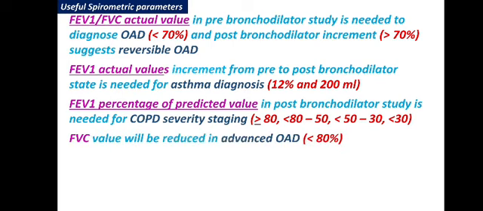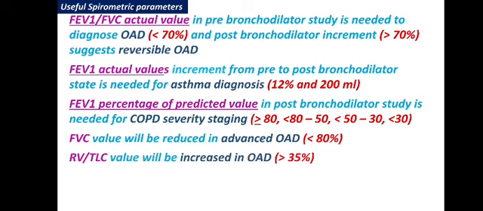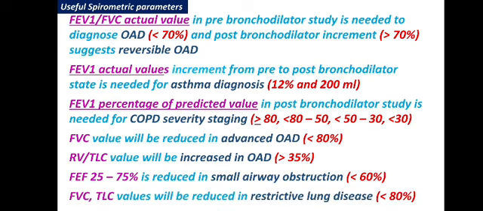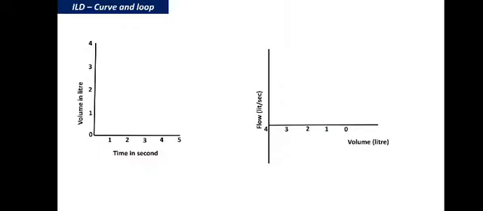Now come to the FVC value. FVC value will be reduced in advanced obstructive airway disease, that is less than 80%. RV/TLC value will be increased in obstructive airway disease, that is more than 35%. FEF 25 to 75% is reduced in small airway obstruction, that should be less than 60%, like respiratory bronchiolitis. FVC and TLC value will be reduced in restrictive lung disease, that is less than 80%.